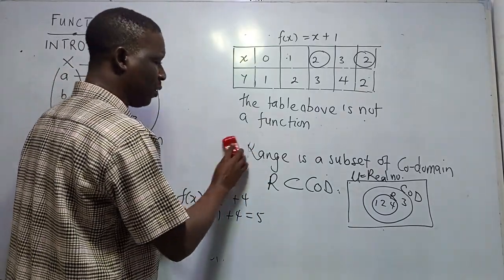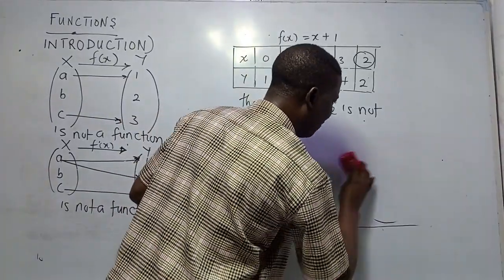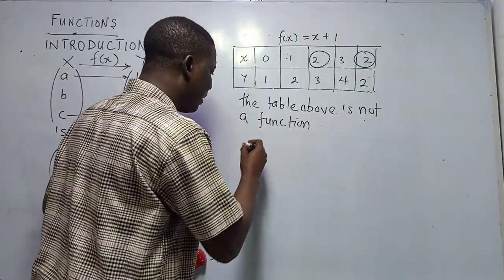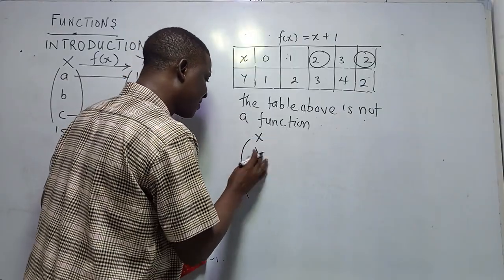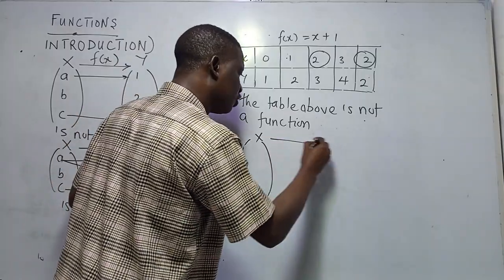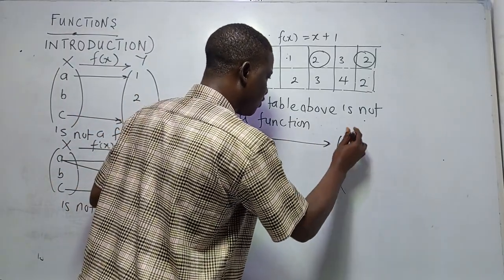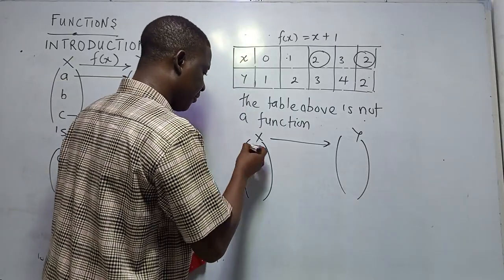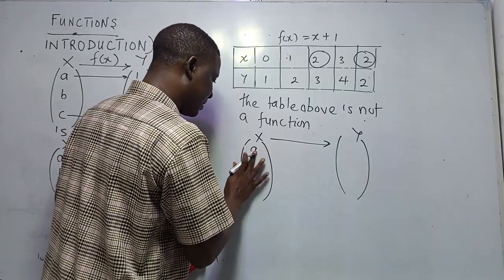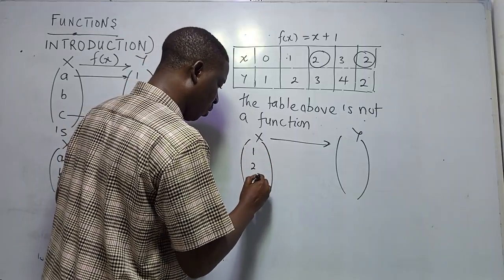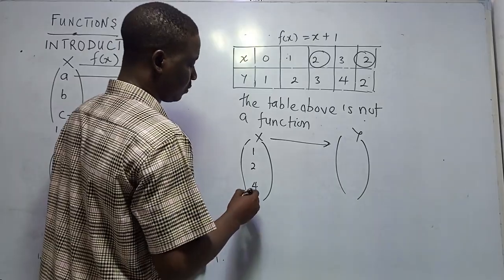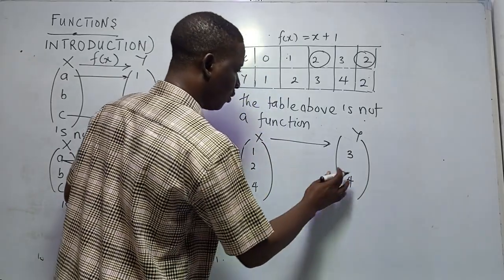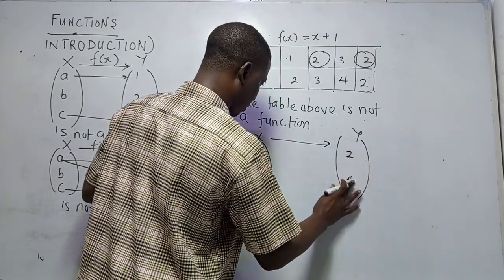Okay, let me ask you this one. I want you to type your answer in the comment section because I'm ending this introduction part right now. Now, let me give you this: X. Please, I want your answer. And this Y. Now, I have a function like A. Let's say we have 1, 2, 4, and I have 3, 4. Or let's say I have 2, 5.